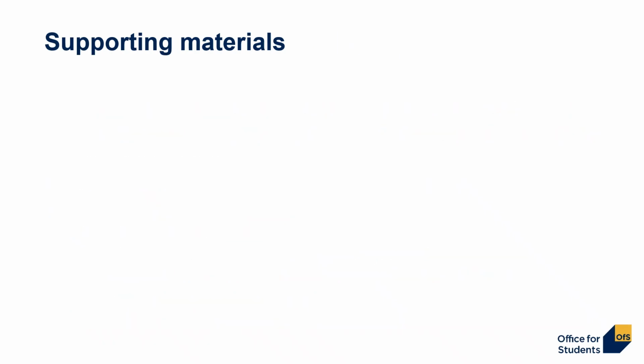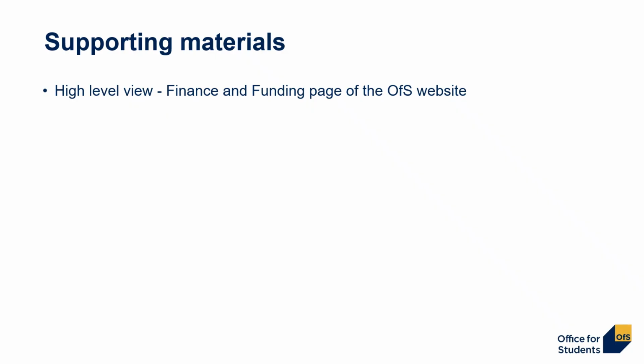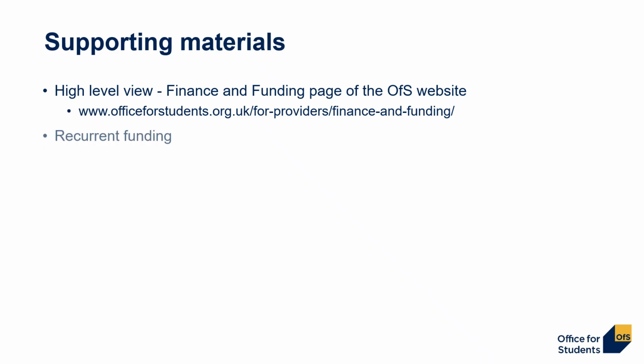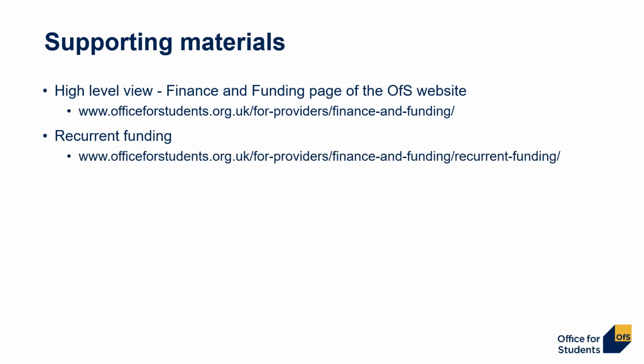We have a number of resources for providers, and we'll look at the main ones here, but we will also highlight additional resources as we go through this series of recordings. For a high-level view of OFS funding, see our Finance and Funding page, www.officeforstudents.org.uk/for-providers/finance-and-funding, with the last two parts of that URL having the words hyphenated. For an overview of recurrent funding specifically, add the hyphenated words recurrent-funding to the last URL, or perhaps an easier way is to use the search function on our main web page and enter recurrent funding.